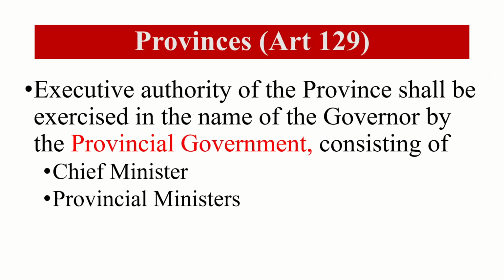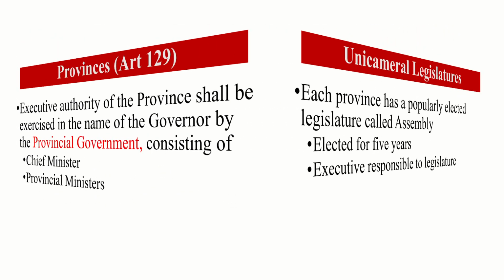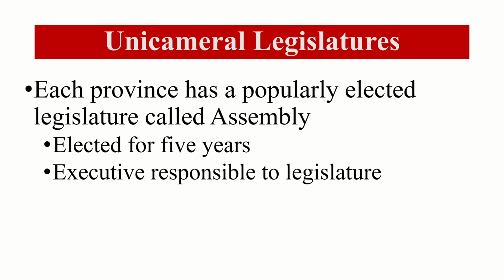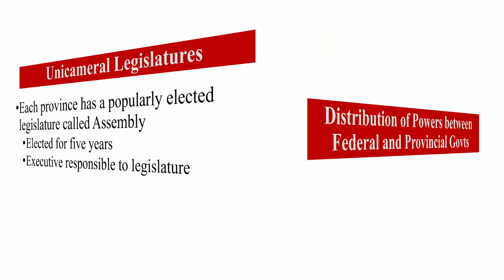Likewise, executive authority of a province is exercised by the provincial government or provincial cabinet, which comprises the chief minister as the head of the cabinet or the head of the government and the provincial ministers. In provinces, there is only one legislative house or legislative assembly. That is why provinces are called unicameral legislatures. Each provincial assembly is elected for 5 years. And the provincial executive, like the federal executive, is responsible to the legislature.